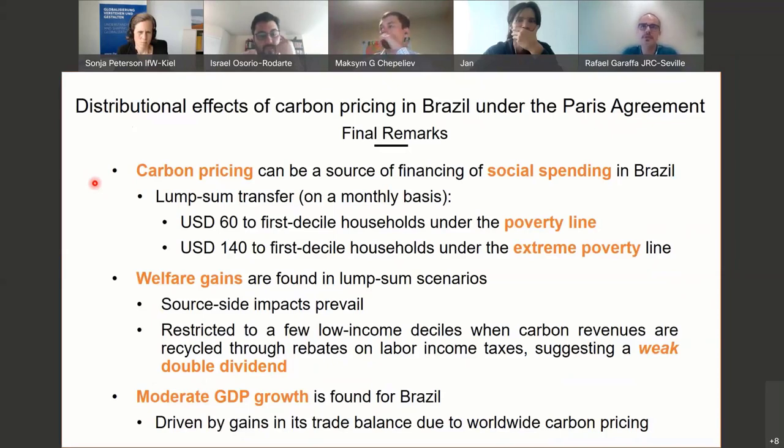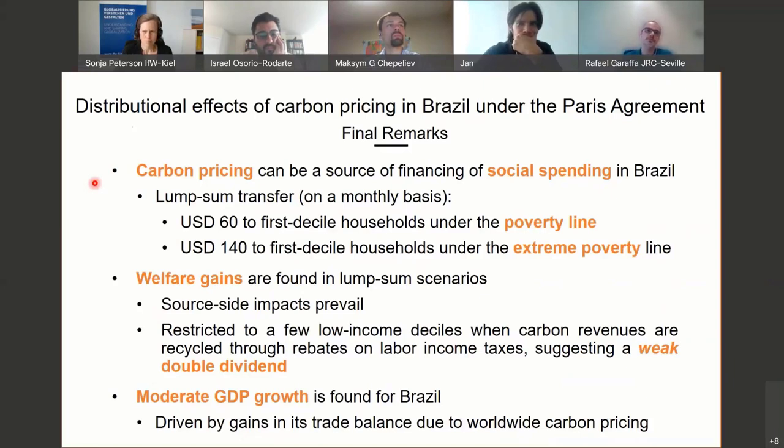And I think this is our key message here, and this also goes in line with the discussion we had before, that we are only accounting for CO2 energy emissions and not GHG emissions. But we have to keep in mind that many countries don't have a carbon pricing policy in place, and that's an important message for using this sort of policy as a source of financing social spending.